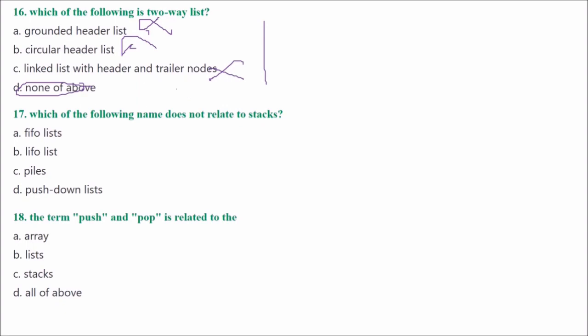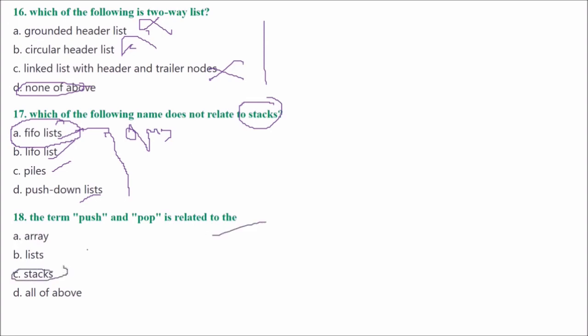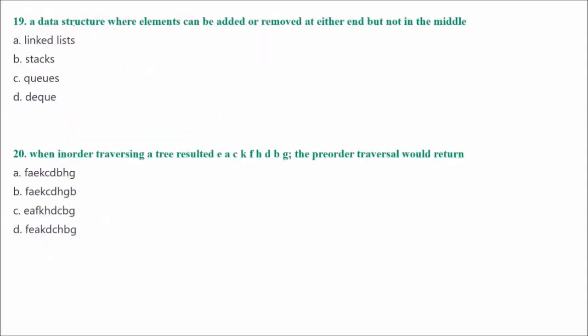Which of the following names does not relate to stacks? Is it FIFO list? First in, first out. Yes, it is first in, first out, because this goes with queues, not stacks. But LIFO, piles, push down lists, all are talked about with reference to stacks only. The terms push and pop are related to stack or any other? The answer is stacks.